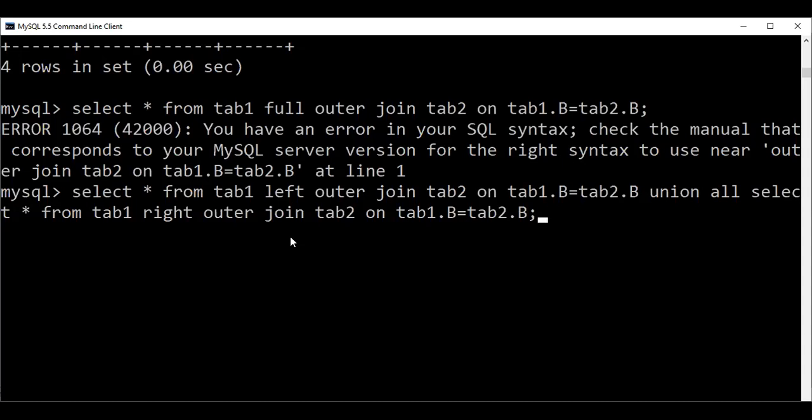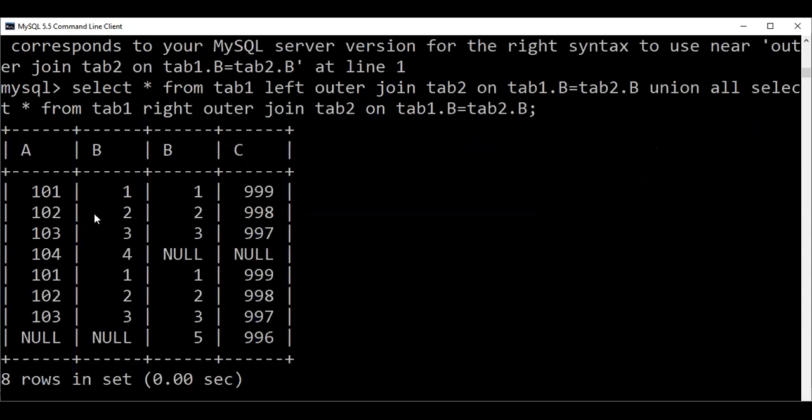But in Oracle it will work. In Oracle you can directly write full outer join. You can see here all combinations. From the left side we are getting 101, 102, 103, and 104 has no combination. From the right side we are getting 101, 999. 1, 2, 3 are getting combinations, but this 5 is not getting a combination.